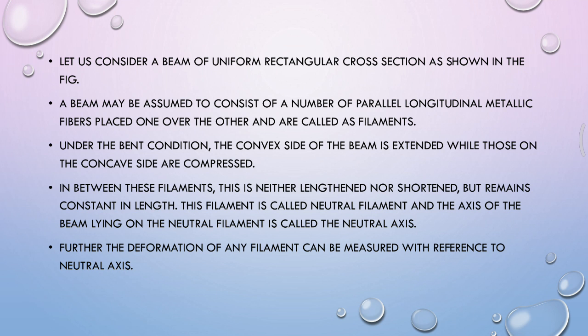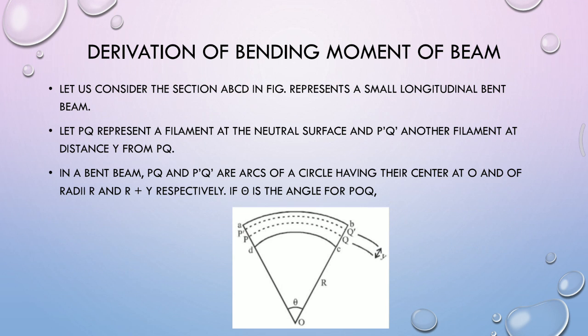Under the bent condition, the convex side of the beam, that is the bulged portion, is extended, while the concave side, the one below the bulged portion, is said to be compressed. In between, there is a filament that is neither lengthened nor shortened, but remains constant in length. This filament is called the neutral filament, and the axis of the beam lying on the neutral filament is called the neutral axis. Further, the deformation of any filament can be measured with reference to the neutral axis.